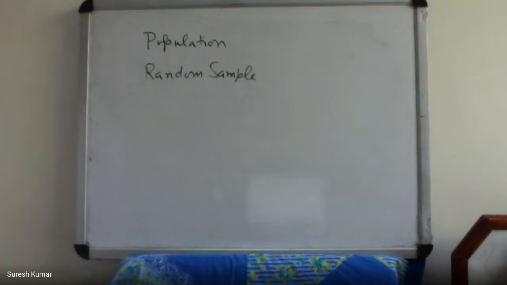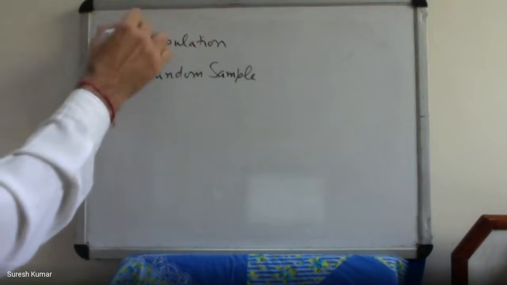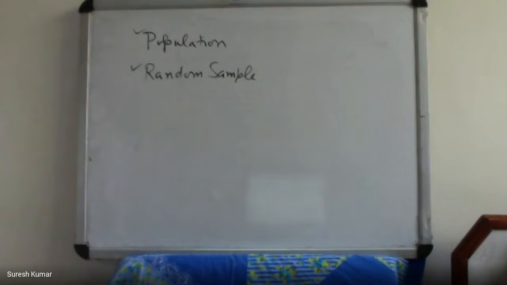So welcome to the second lecture of Statistical Inference. As you recall, in the previous lecture, we did population, random sample, and some more related definitions. Okay. So let's recall the key points again, because these are important for further study of random sample.